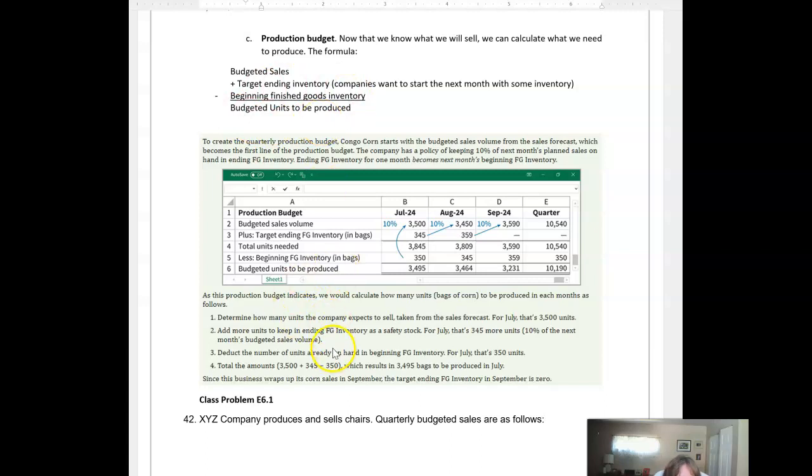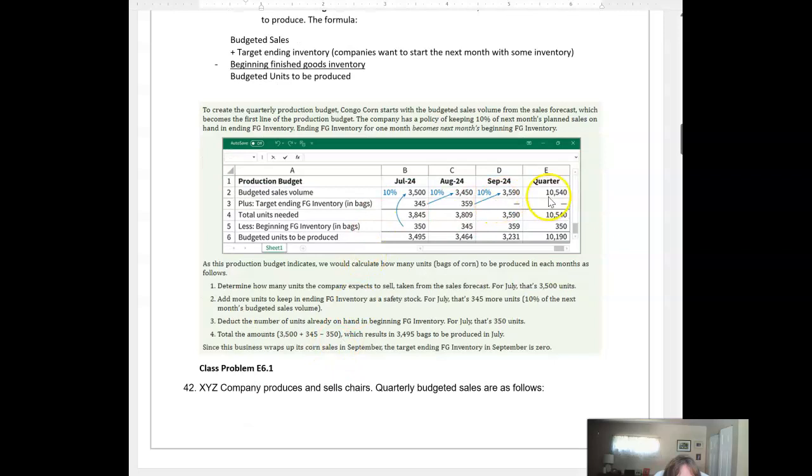And this is a good example here of July, August, and September. Here are our budgeted sales volume. Target ending inventory is 10% of the next month's production. Okay, so our next month's sales. So our month sales are 3450. Our target ending inventory would be 345. In September, 3590, 359.